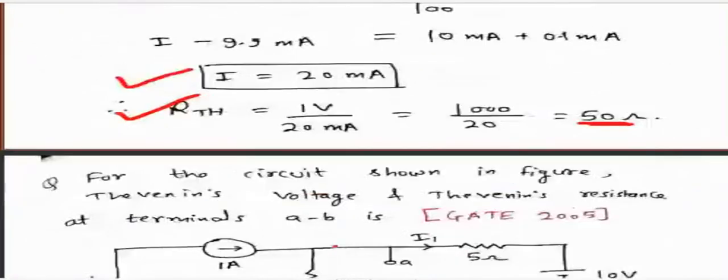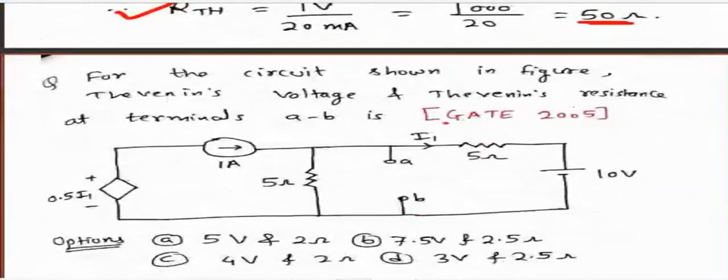Okay. Now next, a GATE 2005 examination question. For the circuit shown in the figure, the Thevenin voltage and Thevenin resistance at terminal A, B is. So we have to determine the Thevenin voltage and Thevenin resistance between terminal A and B.